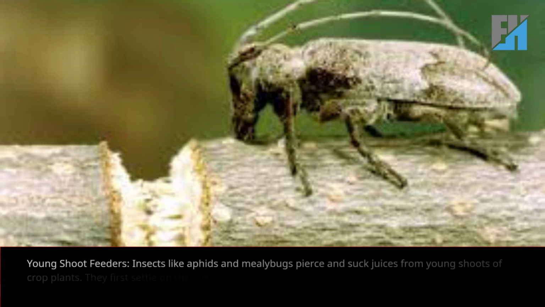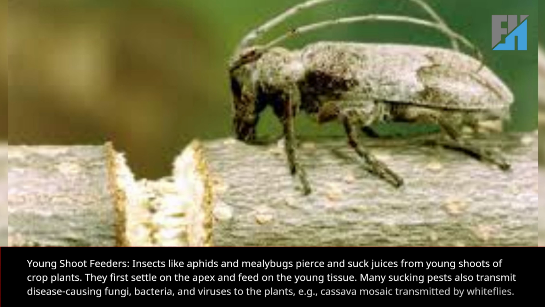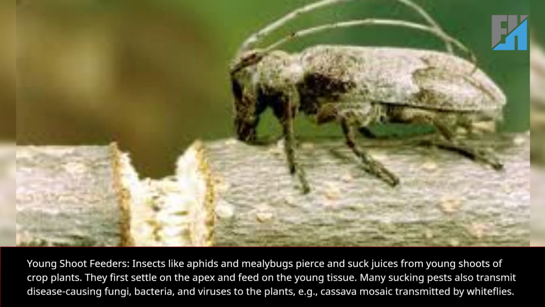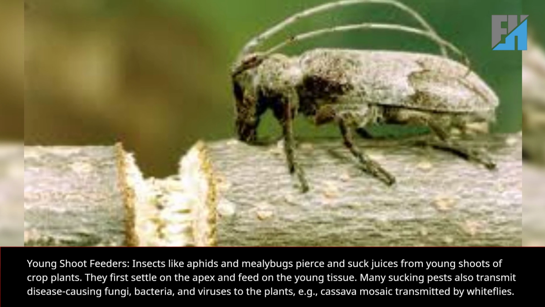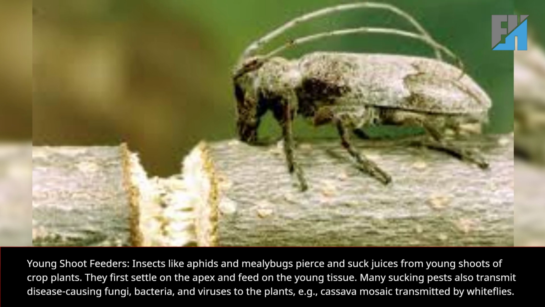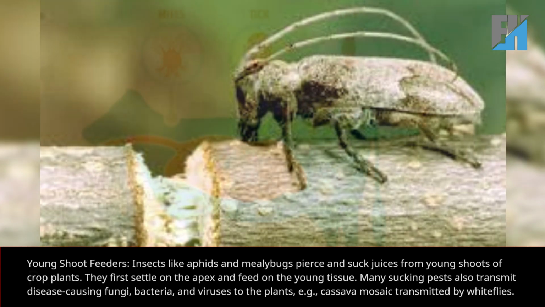Young shoot feeders, insects like aphids and mealybugs, pierce and suck juices from young shoots of crop plants. They first settle on the apex and feed on the young tissue. Many sucking pests also transmit disease-causing fungi, bacteria, and viruses to the plants, e.g., cassava mosaic transmitted by whiteflies.